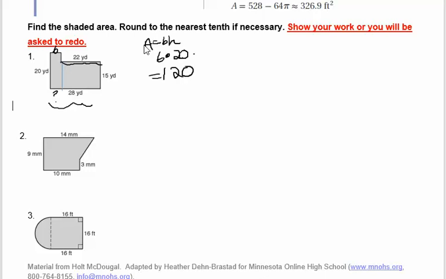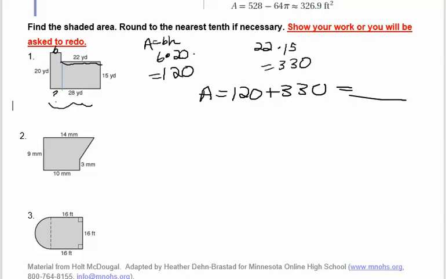Now for the other rectangle, that's not 28 wide, but 22. So that would be 22 times 15. And then you'll have to get your calculator out. 15 times 22, or 22 times 15, is 330. And then the area of the whole figure would be found by adding those two amounts together.